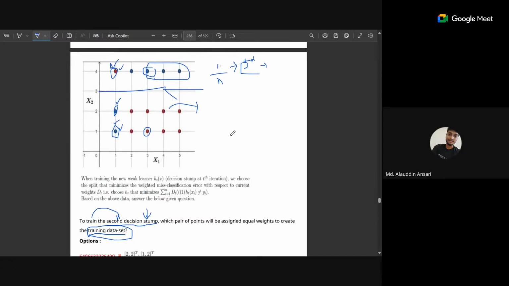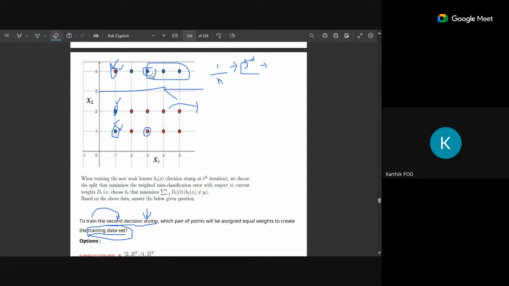Claiming now that if you draw that second boundary, it will have 5 error or 3 error. Will it make sense? Ultimately, at last, we will decide which reason it is going to contribute. But I think they're asking before you train the second stump, which pair of points will be assigned equal weights. So 1-1 and 1-2 are going to be boosted. 3-1 and 3-4 are going to come down in weight, and they'll come down by the same factor, right? So maybe that's what they mean.